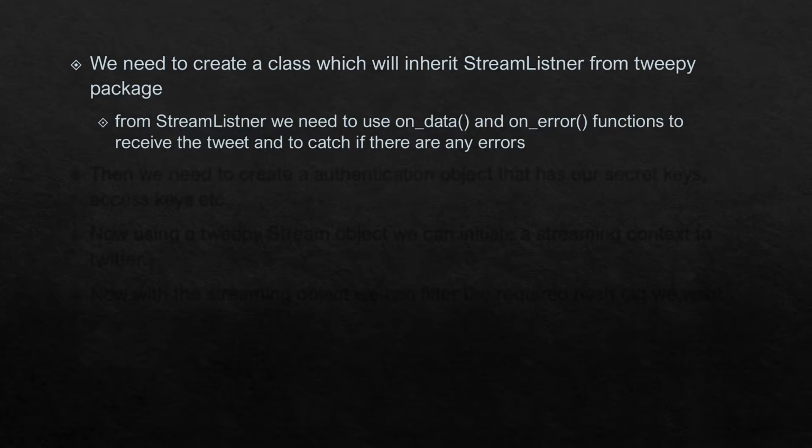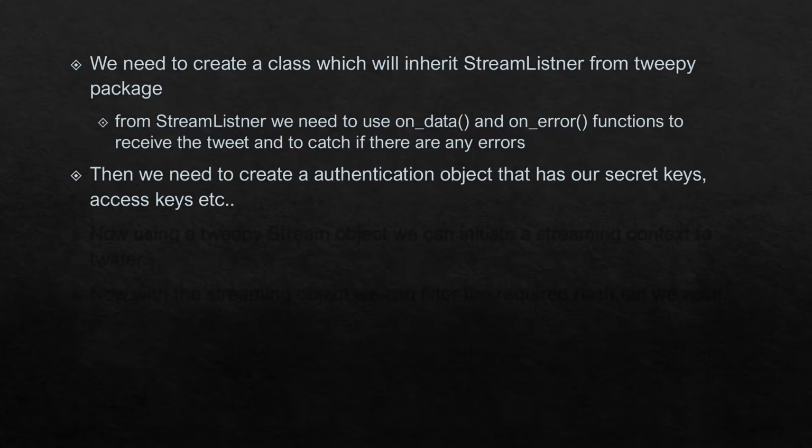As I said, we need to inherit our class from StreamListener, which is present in the Tweepy package. It has two functions, onData and onError. Then we need to create an authentication object that has our secret keys, access keys, etc. Instead of hard coding the Twitter credentials, we can use the secret keys and access keys. How to get the secret keys and access keys for a particular account? I'll provide the link in the description, and you can follow those steps to get your access keys, secret keys and all.